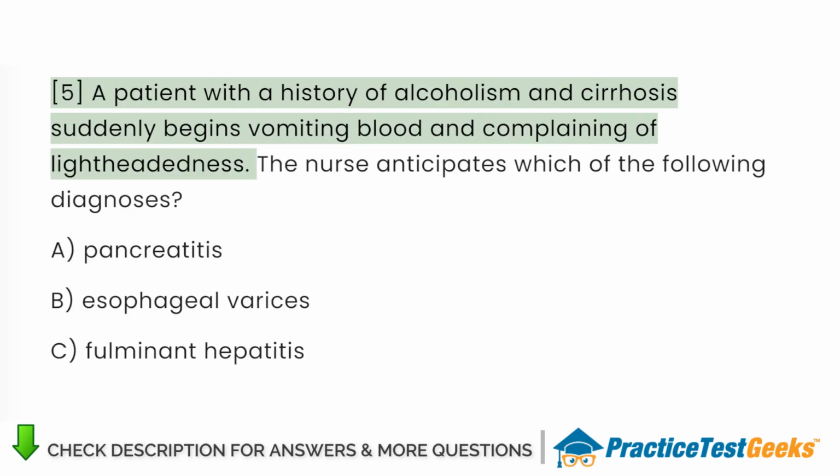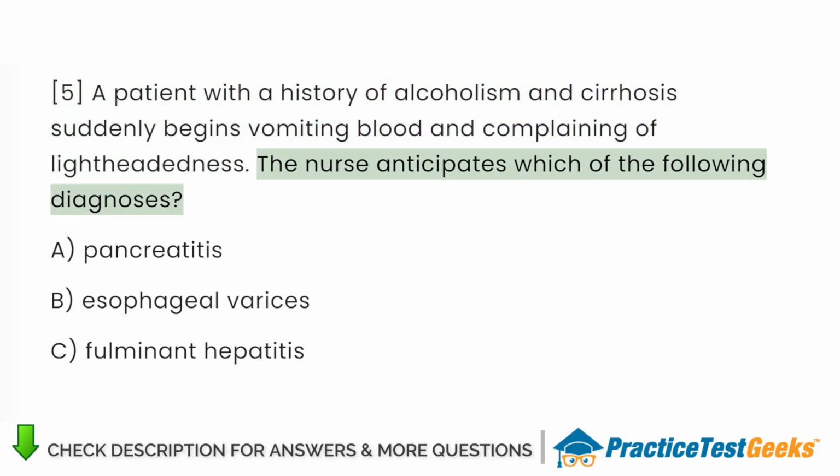A patient with a history of alcoholism and cirrhosis suddenly begins vomiting blood and complaining of lightheadedness. The nurse anticipates which of the following diagnoses? A. Pancreatitis. B. Esophageal varices. C. Fulminant hepatitis.